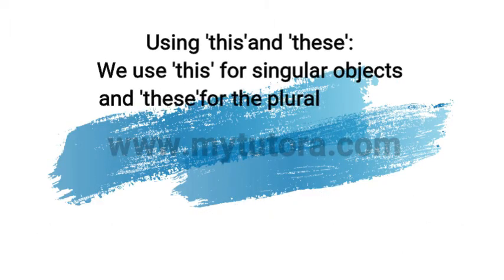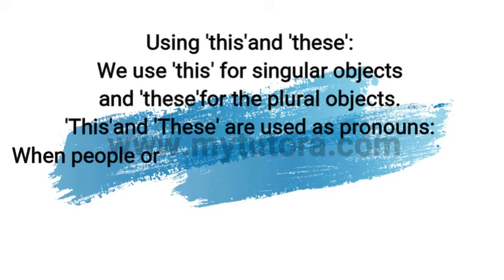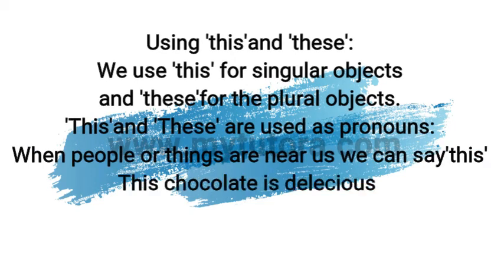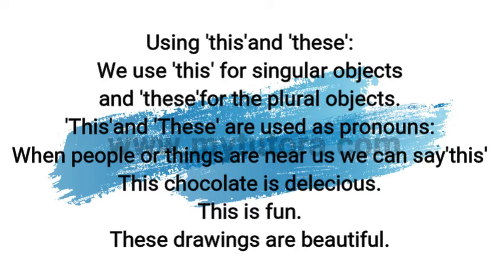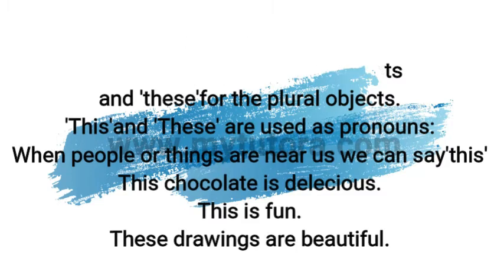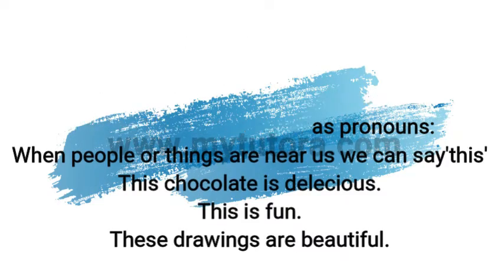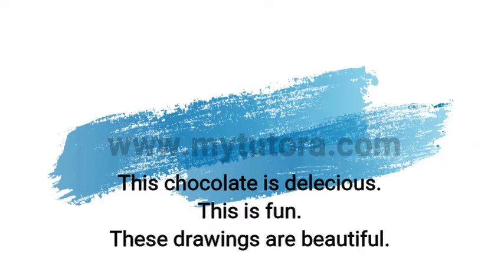Using this and these, we use this for singular objects and these for plural objects. This and these are used as pronouns. When people or things are near us, we can say this. For example, this chocolate is delicious. This is fun. These drawings are beautiful.